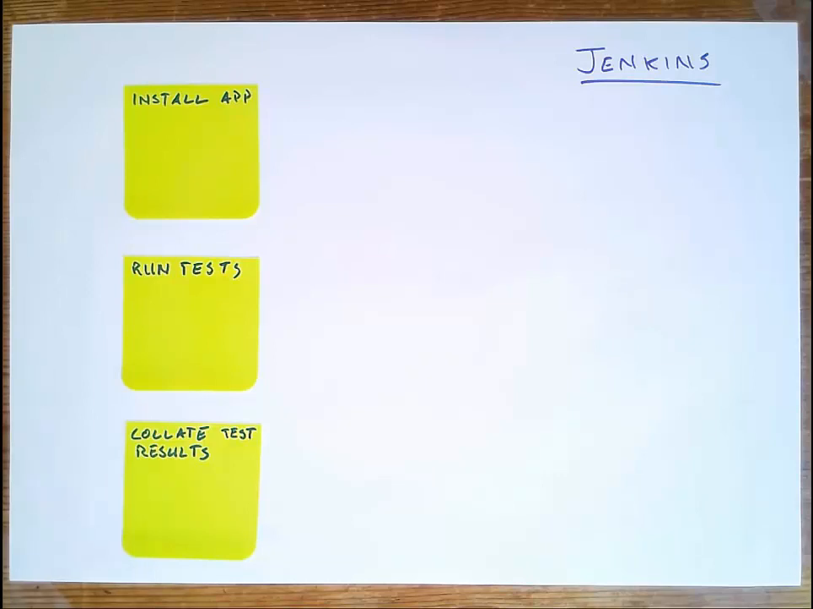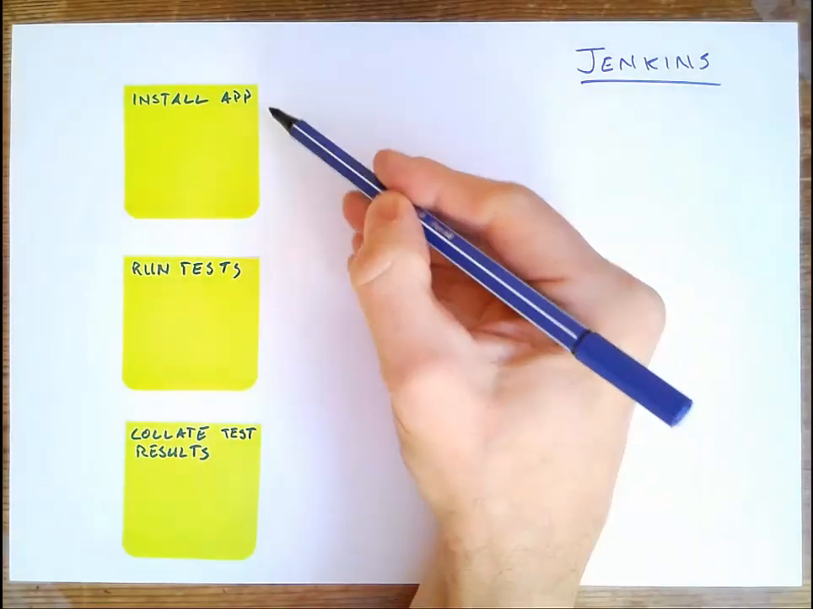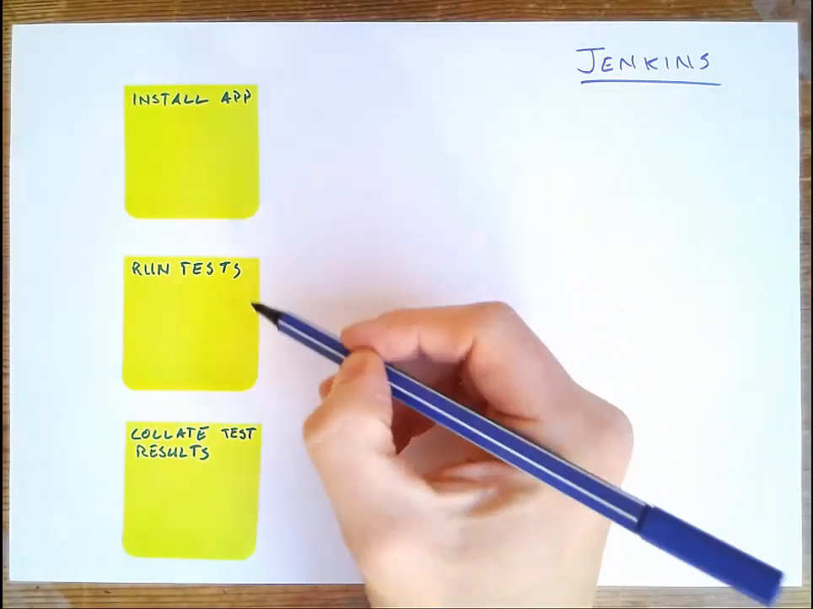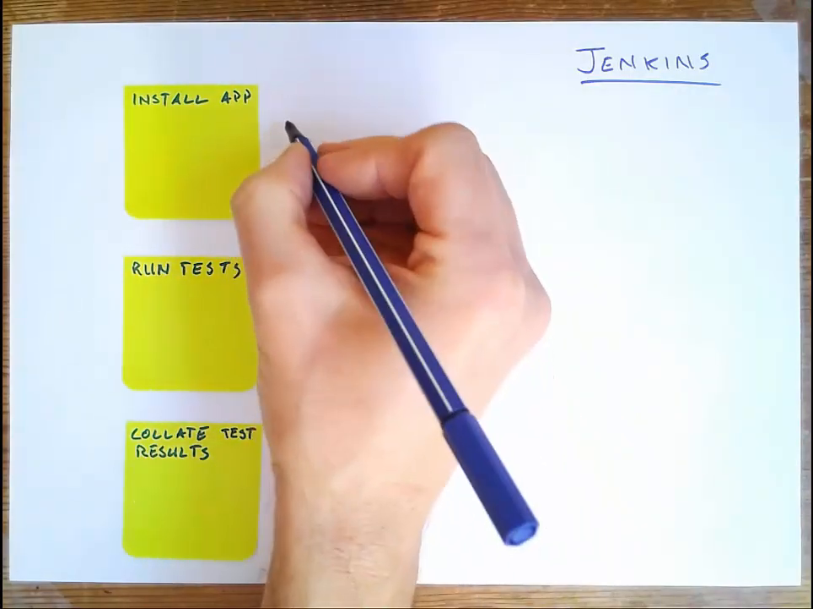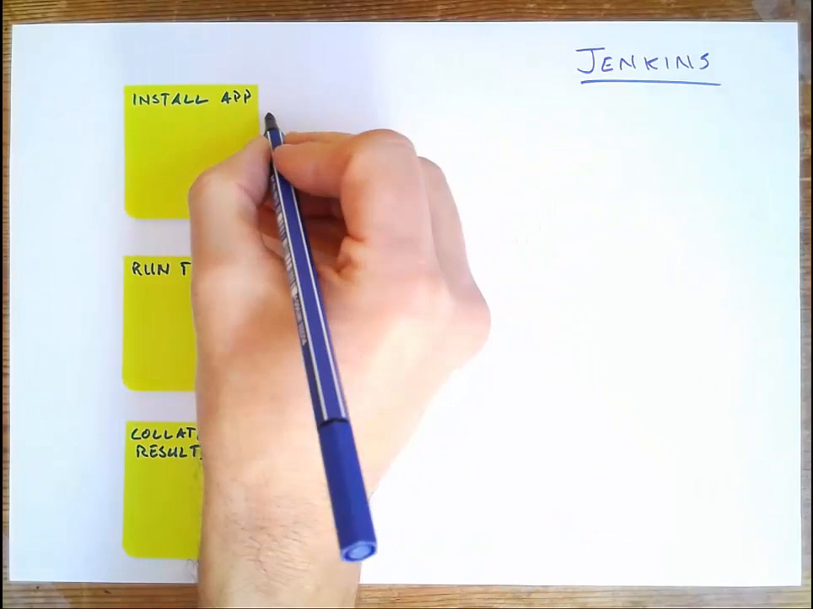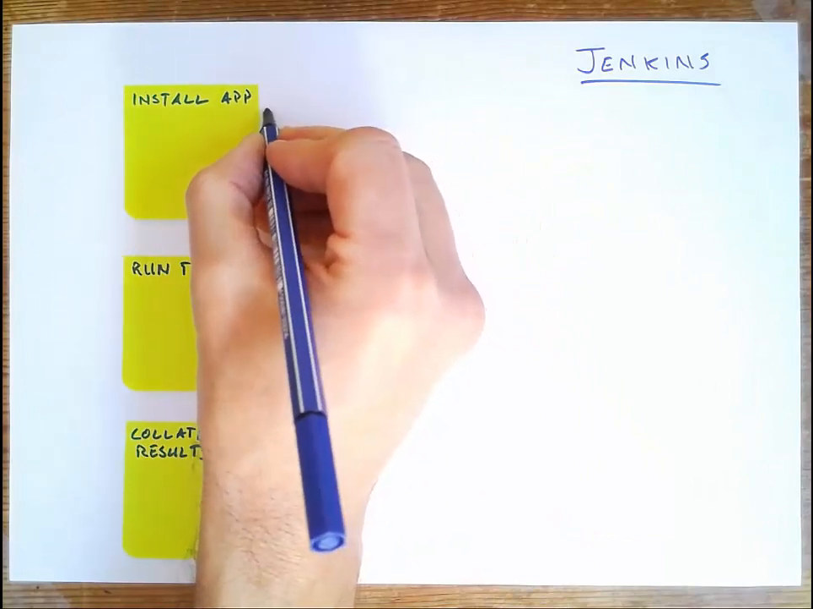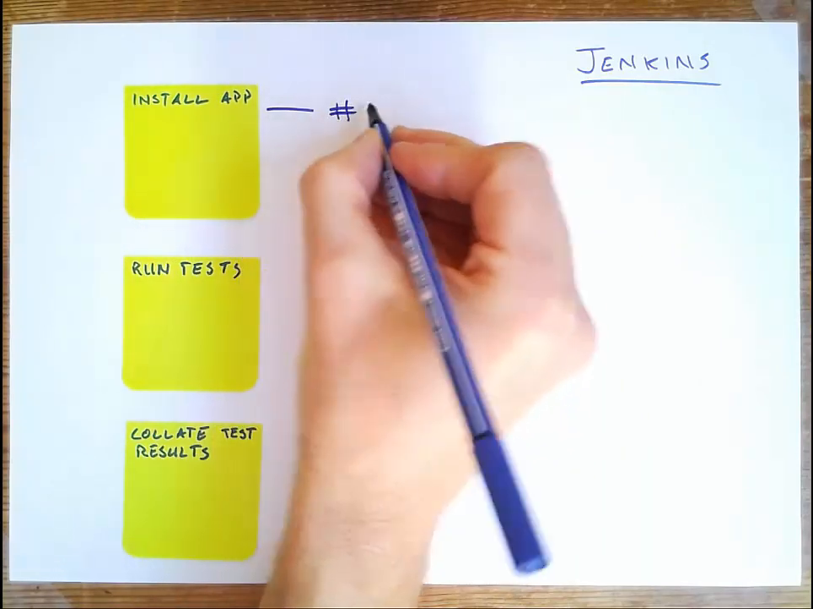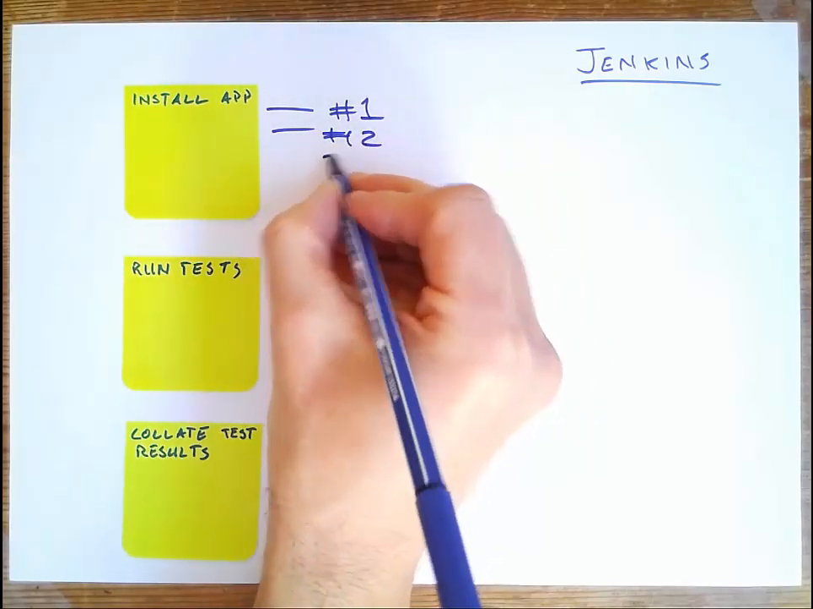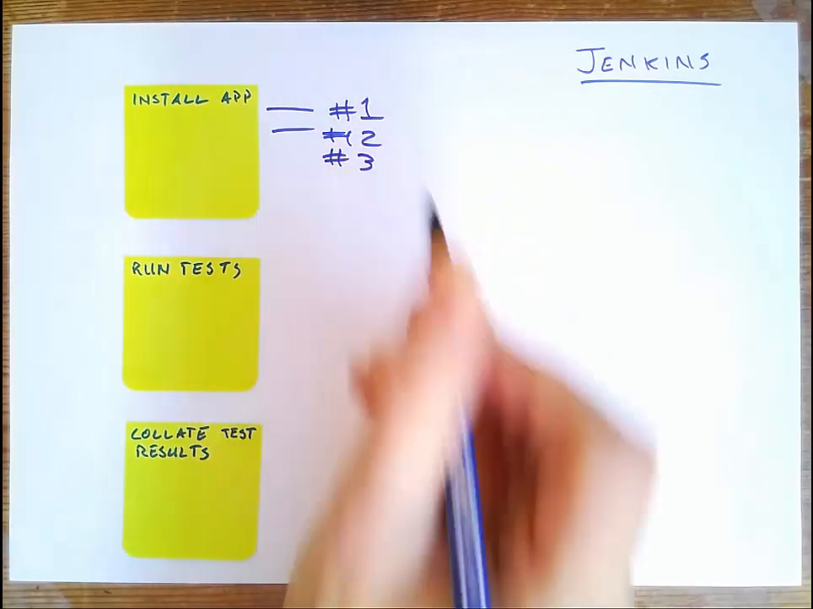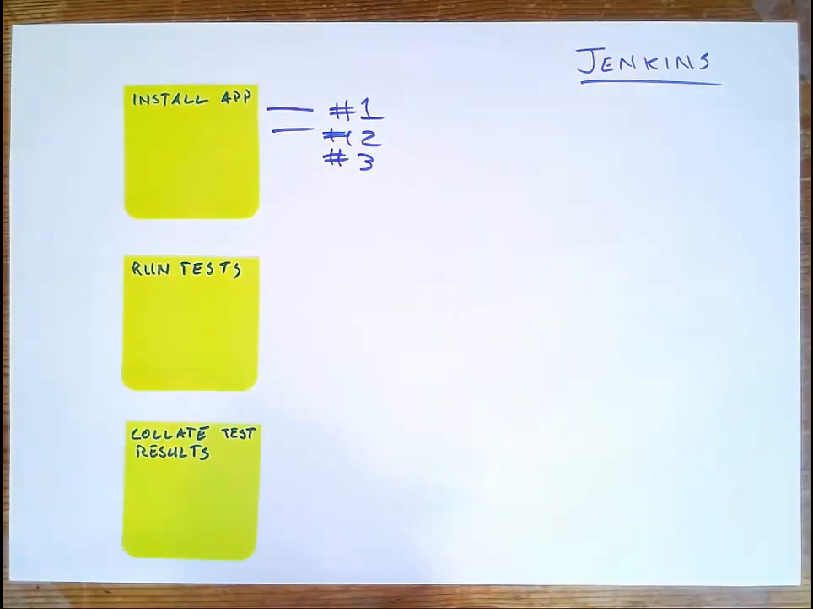Before we go anywhere, let's make sure we understand these two core concepts, the job and the build. Again, we've got 3 jobs, one to install the app, one to run our tests, and one to collate the test results. And each job can be run multiple times. So we can have a job with one build, run it again, we get the second build, get the third build, etc. So one job, many builds.